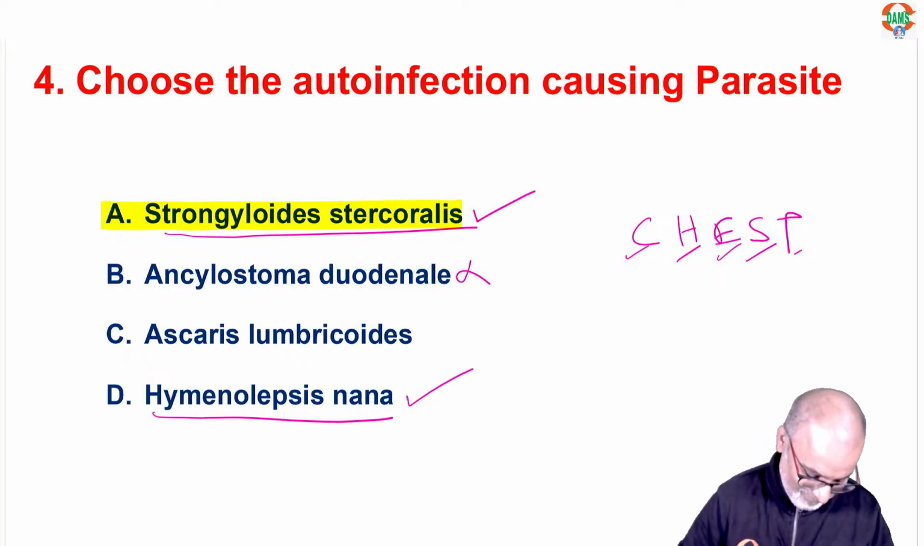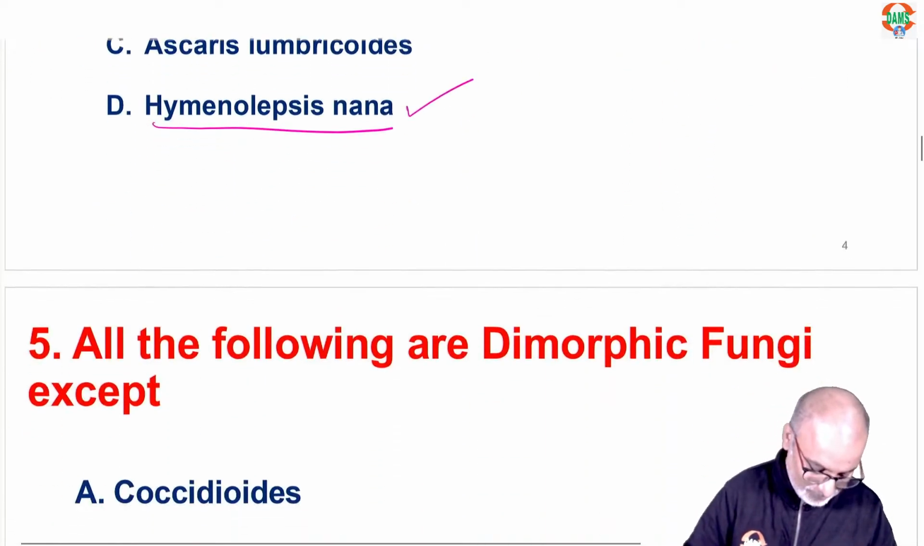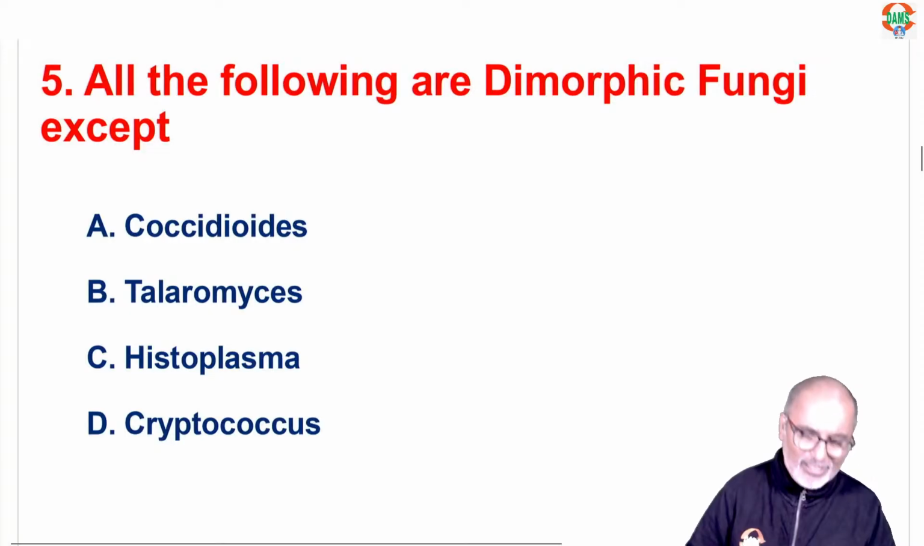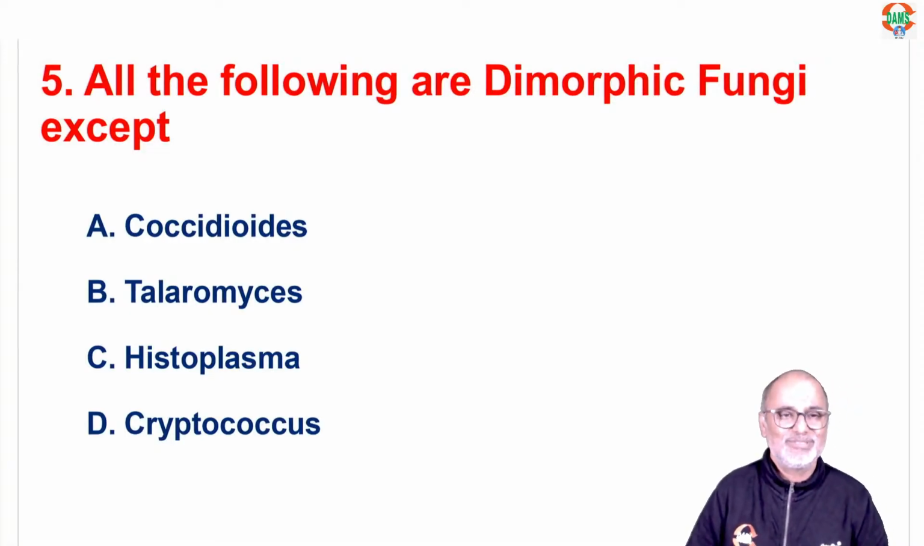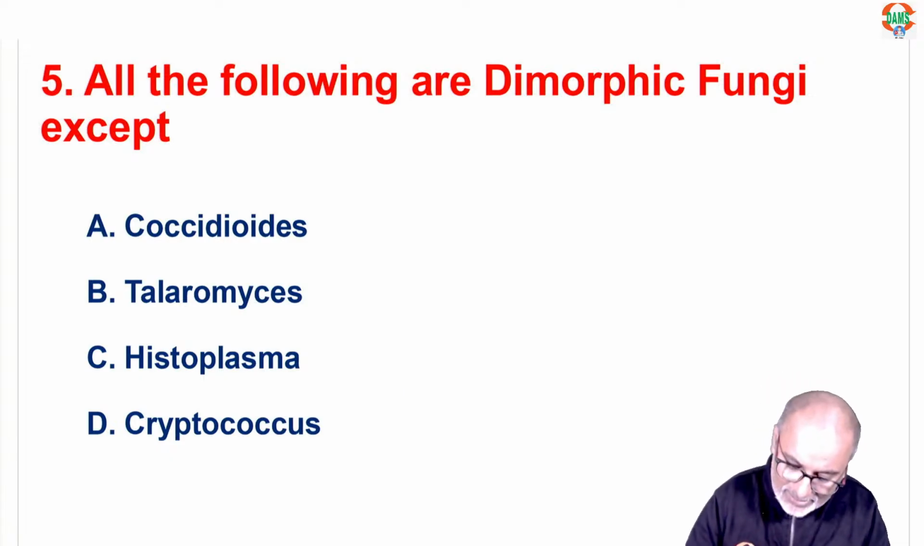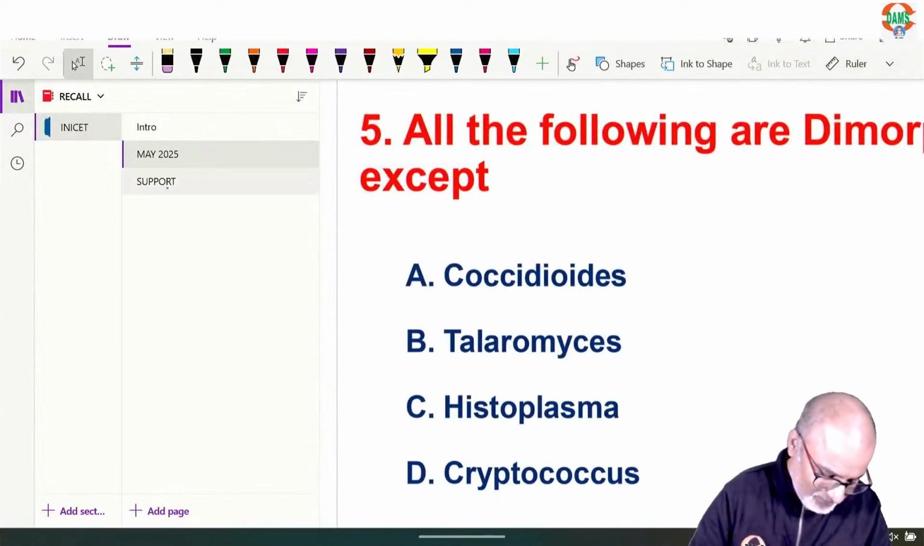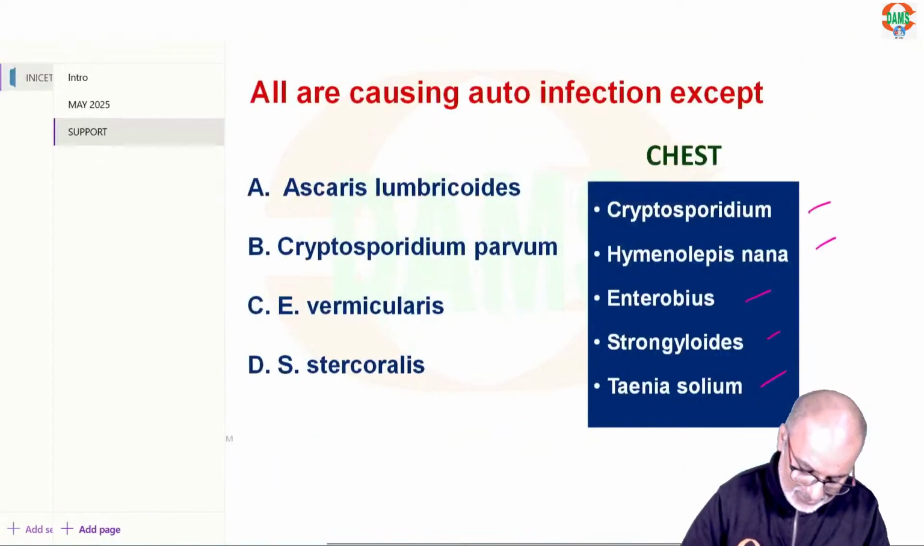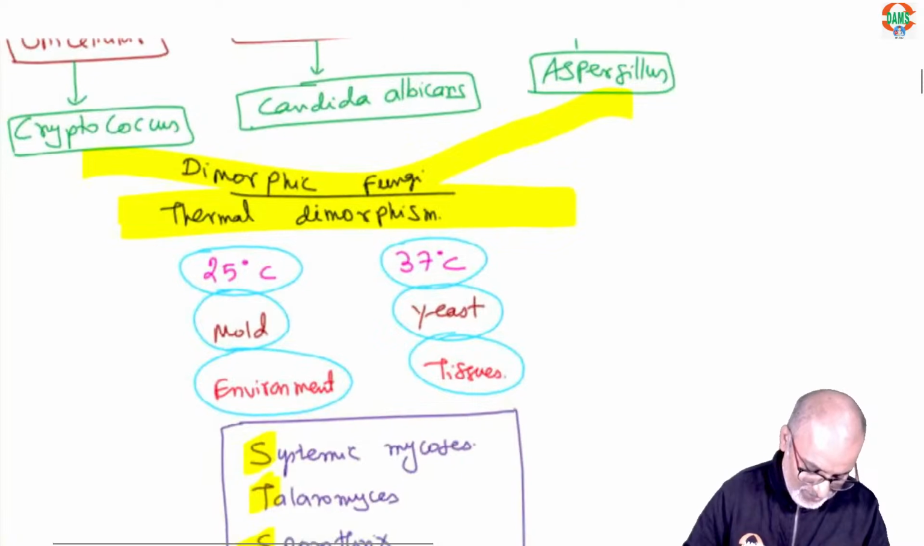Okay, right. Next is, all the following are dimorphic fungi except. This is a regular question in INICET and NEET. If you see the last 3-4 years, it keeps on coming. See the mnemonic of mine in the class is STS.